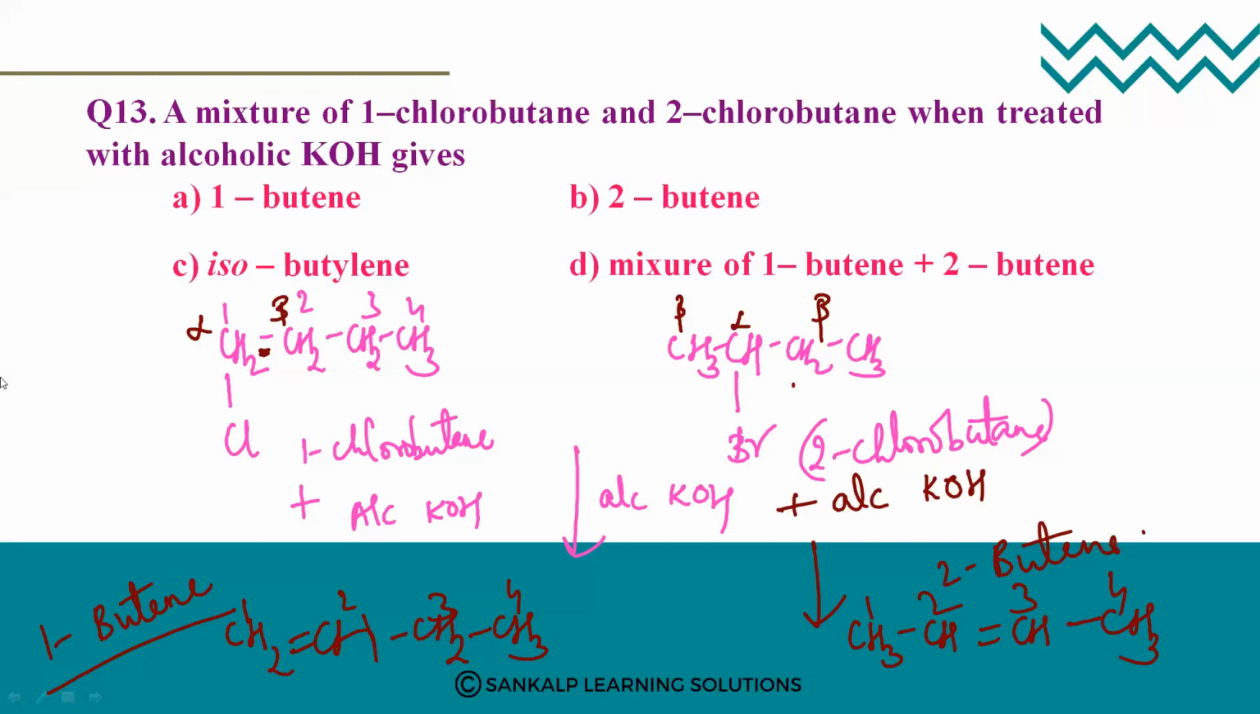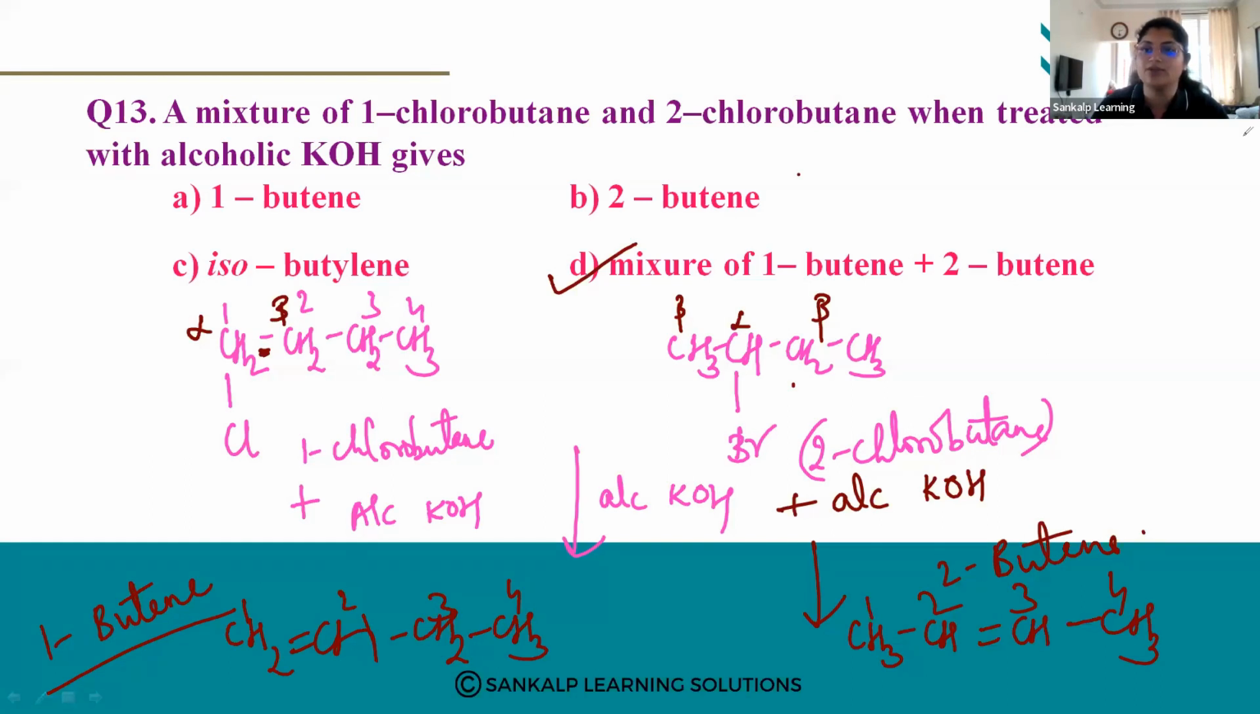So when you are treating the mixture with alcoholic KOH, what will you obtain? You will obtain two things here. When you treat 1-chlorobutane with alcoholic KOH, you will obtain 1-butene, and when you treat 2-chlorobutane with alcoholic KOH, you will obtain 2-butene. So which is the answer? Our answer is a mixture of 1-butene and 2-butene. So this is the answer which we have got.